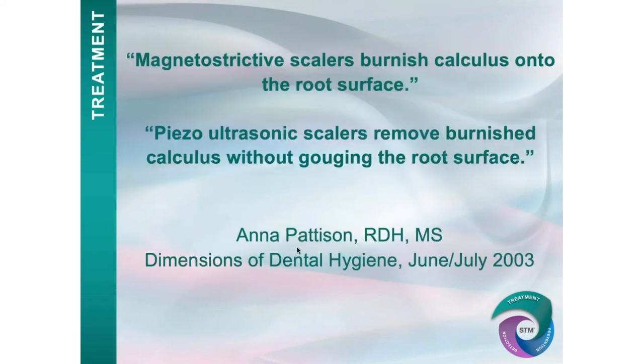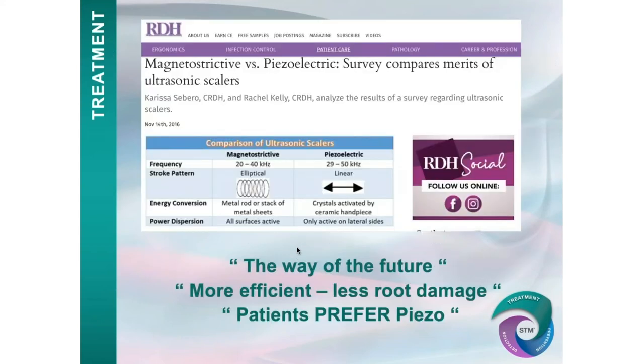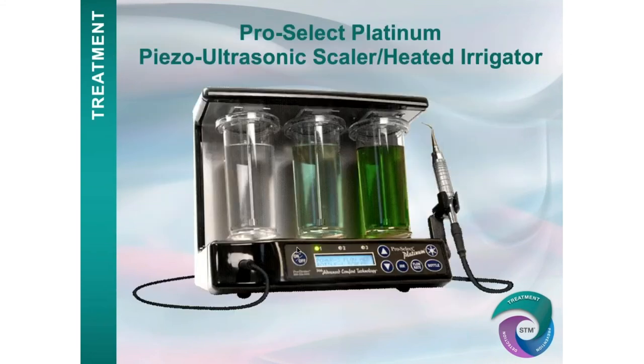Now, when we look at the literature that's out there, many people agree that magnetostrictive scalers, i.e. Cavitrons, can burnish calculus onto the root surface. Piezos can remove that burnished calculus. Just recent literature out there talking about the survey comparing the merits of ultrasonic scalers, and they talk about how piezoelectric, a linear motion, is the way of the future. It's more efficient, it's less root damage, and look at this, patients prefer piezo. Now, hygienists don't, because initially it's something new that they have to get used to.